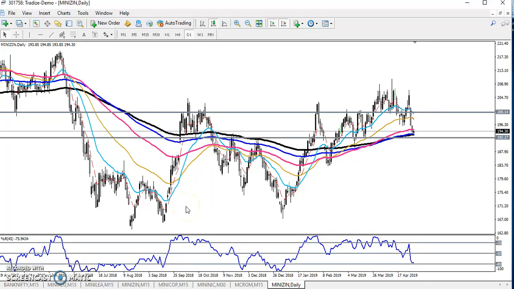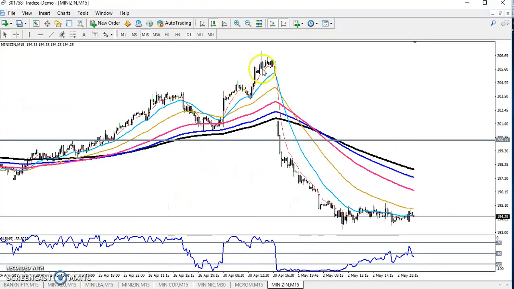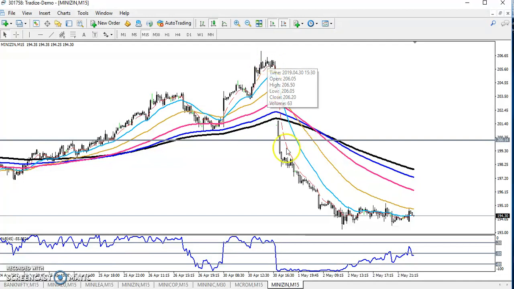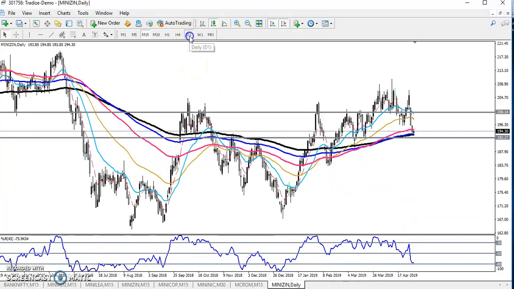This is Deepan Gogoi, and in this video I'll discuss zinc. So this is the zinc daily chart. Why did I take this daily chart? You can see that in the last few days zinc price was falling from a level of around 206. Right now the price is 194. So I use the daily chart to find the supporting level.